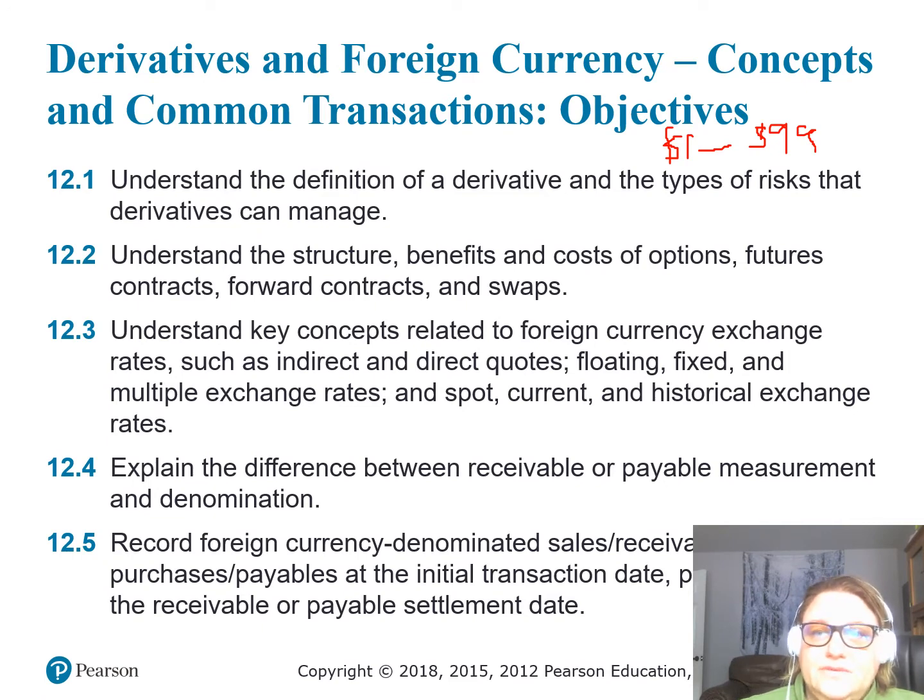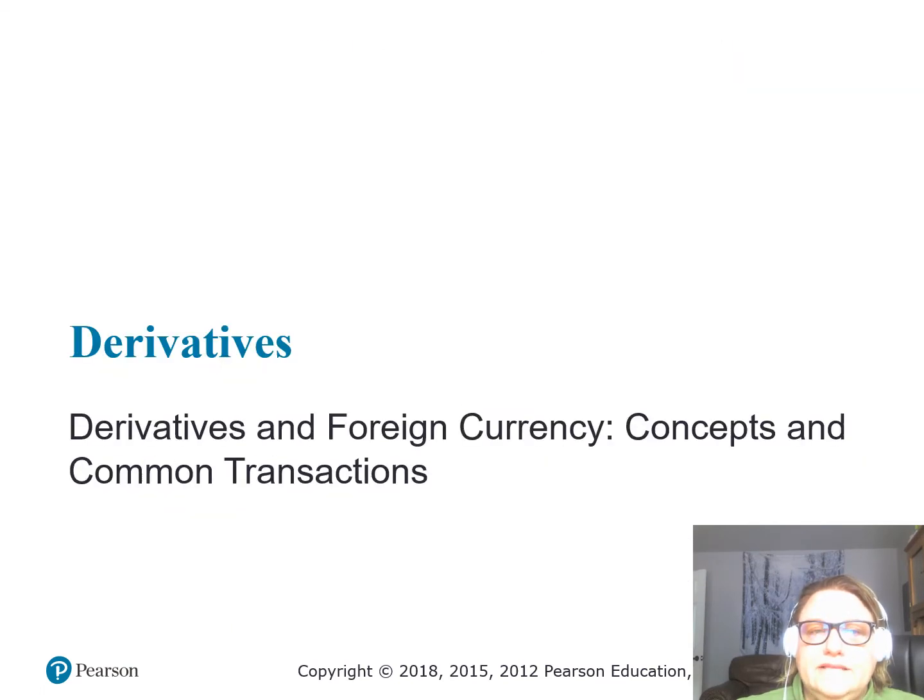So that industry is really going to take a hit in our current state of situation. So that's one example of a derivative. The other type of derivative, and I think maybe I'll just hop, is foreign currency.